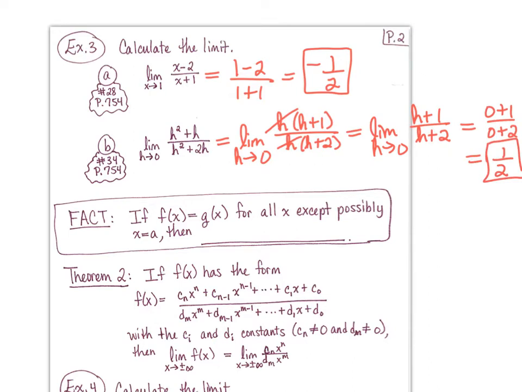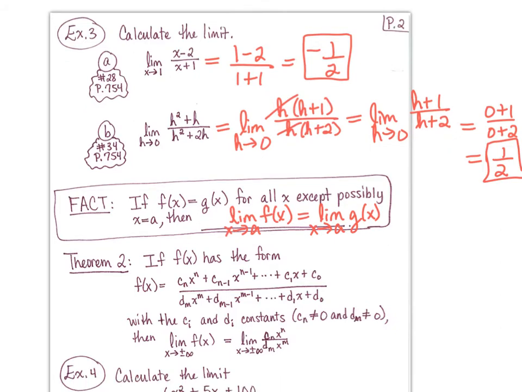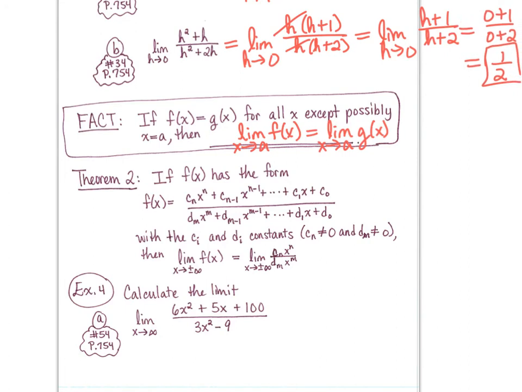Awesome. So a fact is if f of x is equal to g of x for all x except possibly x equals a, then it turns out that the limit of f of x as x approaches a is also equal to the limit of g of x as x approaches a. So if the two functions are equal for all x except possibly at x equals a, then the limits of those two functions as x approaches a have to be the same as well.